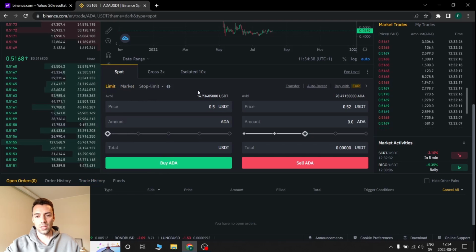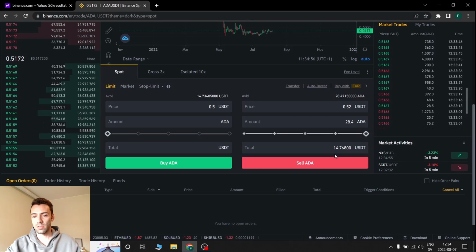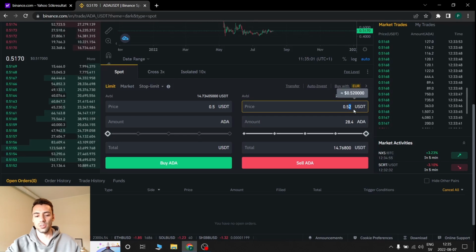So let's go back to limit, and on the sell side we now have this amount of ADA here. Before it was 0 because we didn't have any Cardano, but now we have this amount of Cardano. The price now is 51, we're going to sell at 52. How much? All of it, and it will be 14.76, so let's just make it 53. So it will be 15 USDT, and we click on sell.